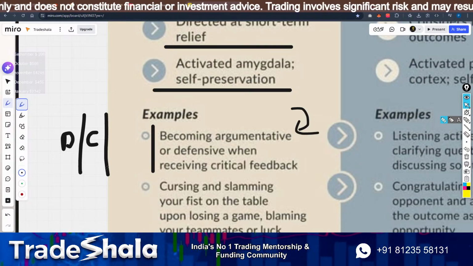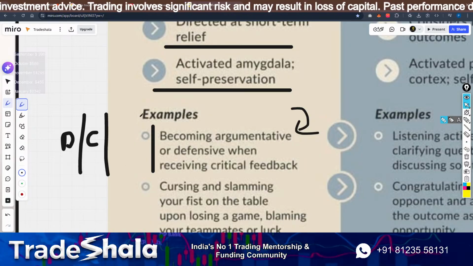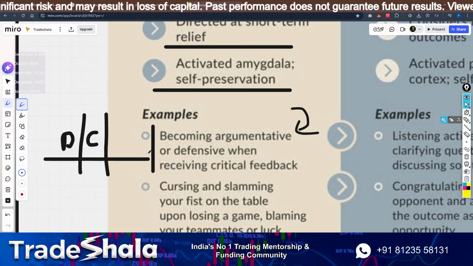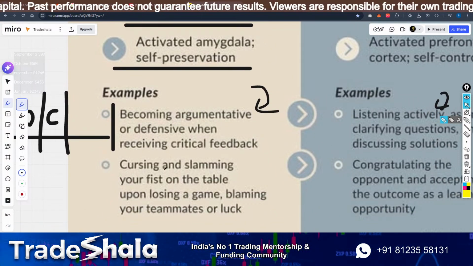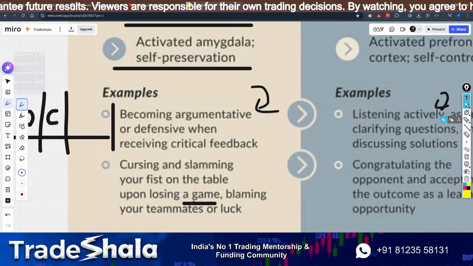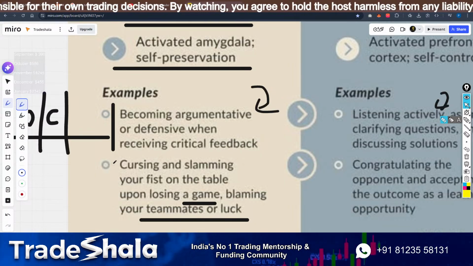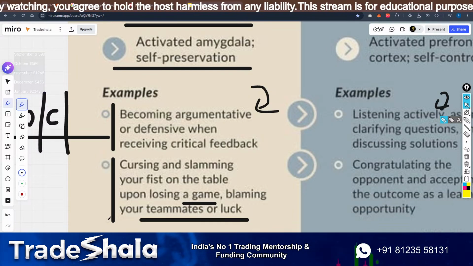Did that guy accidentally hit? Was it his mistake or was it accidental? You have to consider all this before you take an action. Okay, these are all very important points in life. And cursing and slamming your fist on the table upon losing a trade, blaming the markets or something, is like a video game example. Like if you're losing a video game and you're blaming your teammates.